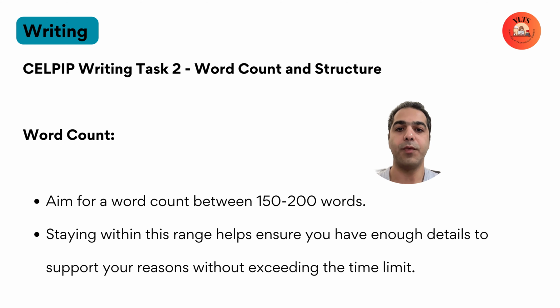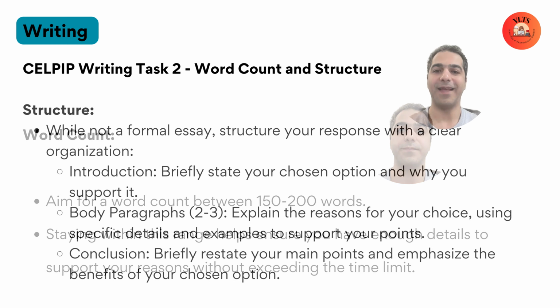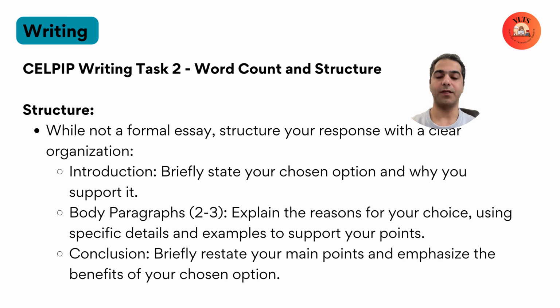Word count is another point that you have to take into consideration while writing task 2. Always aim for a word count between 150 to 200 words. Staying within this range helps ensure you have enough details to support your reasons without exceeding the time limit. And about the structure, it should be mentioned that CELPIP is for general purposes, but still in the writing, there should be a structure that shows we have an introduction, body paragraphs, and a conclusion.